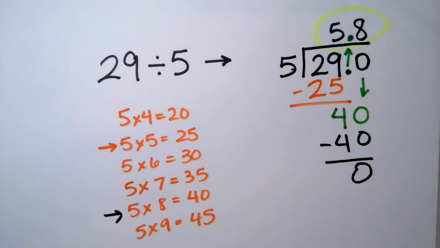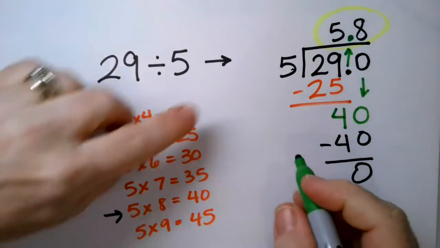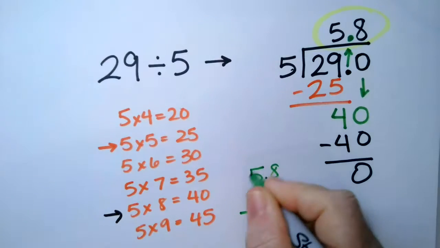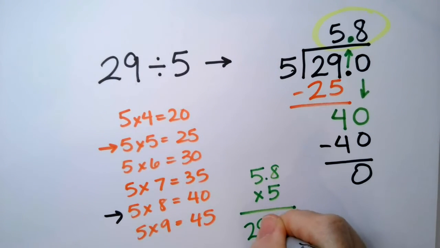Somebody's asking, how do I check my answer to see if I've got the right one? Good question. So what this means is 5.8 times 5, if you multiply them together, we get 29.0.